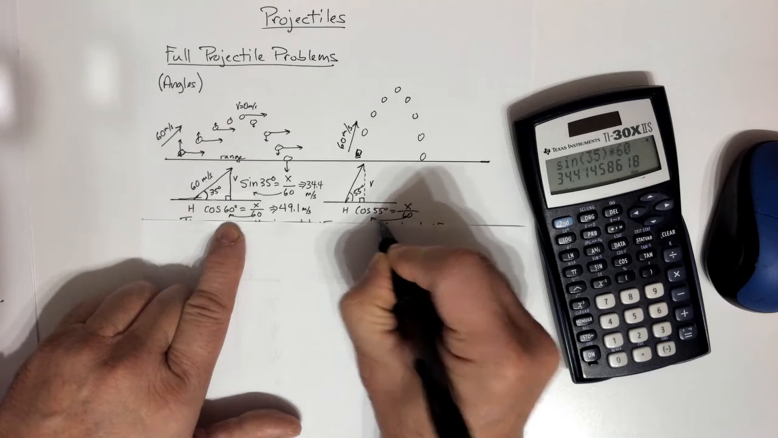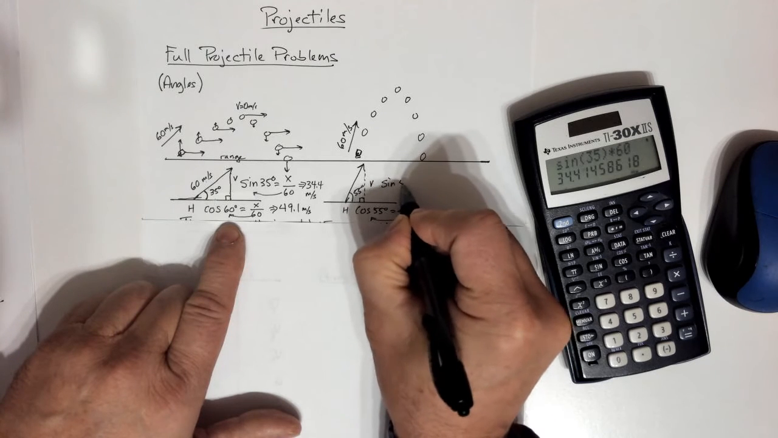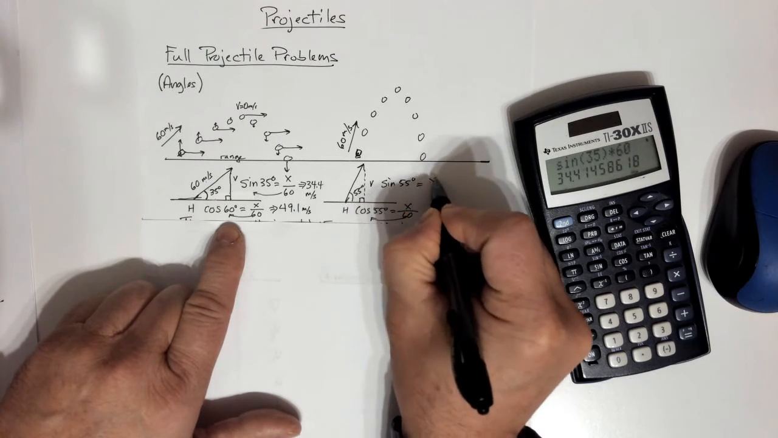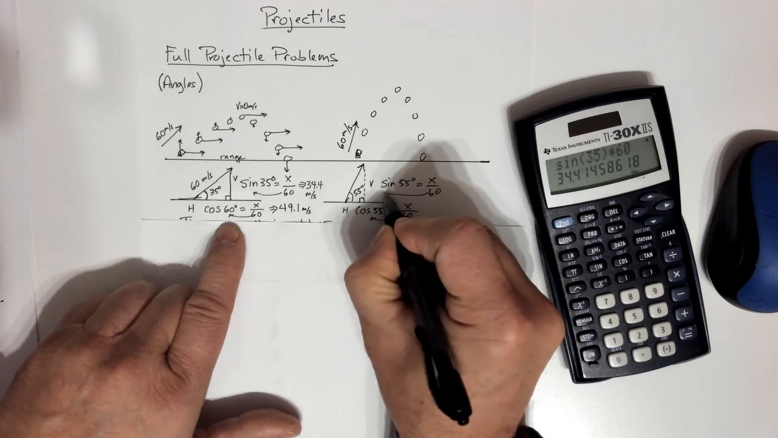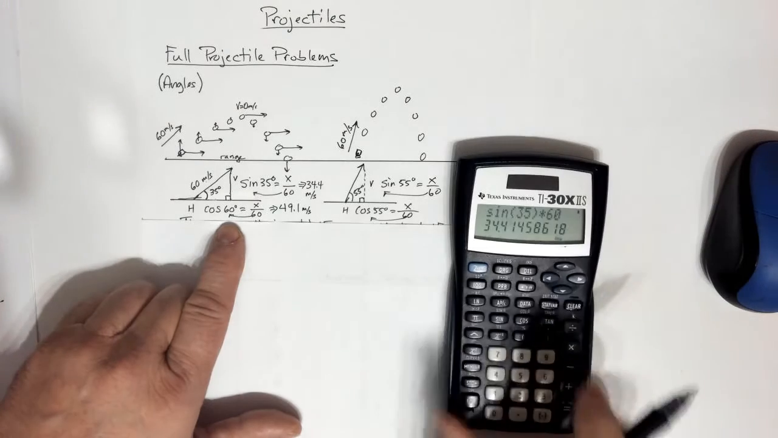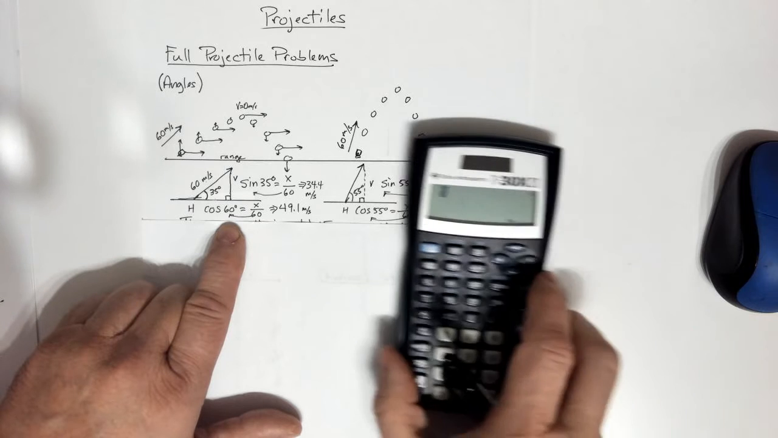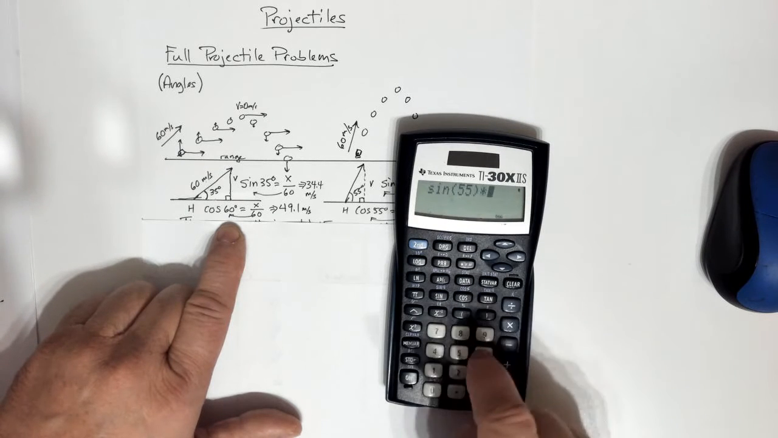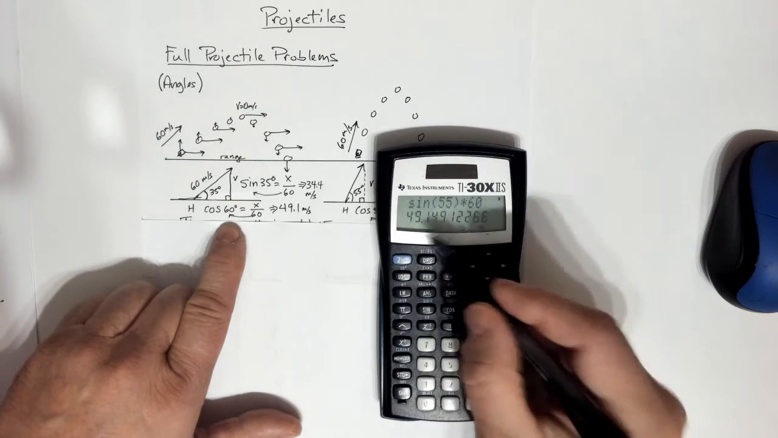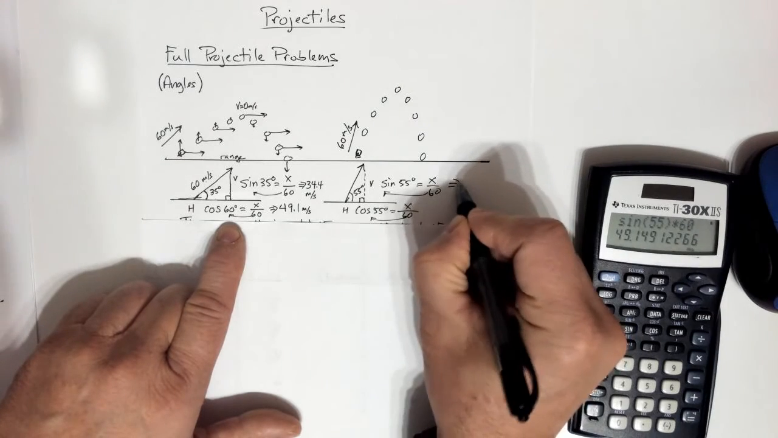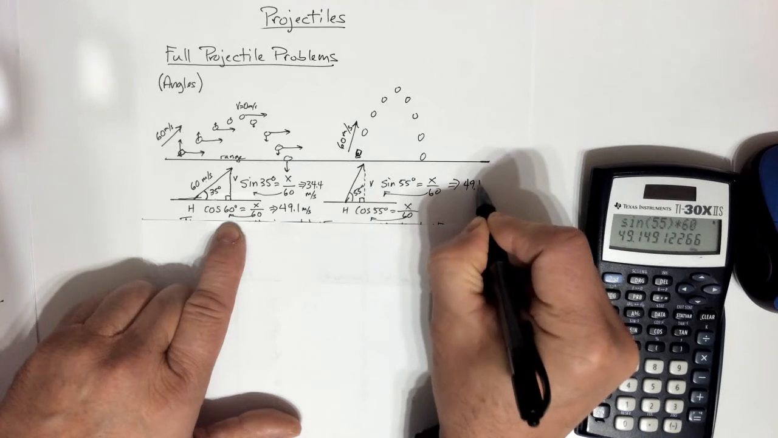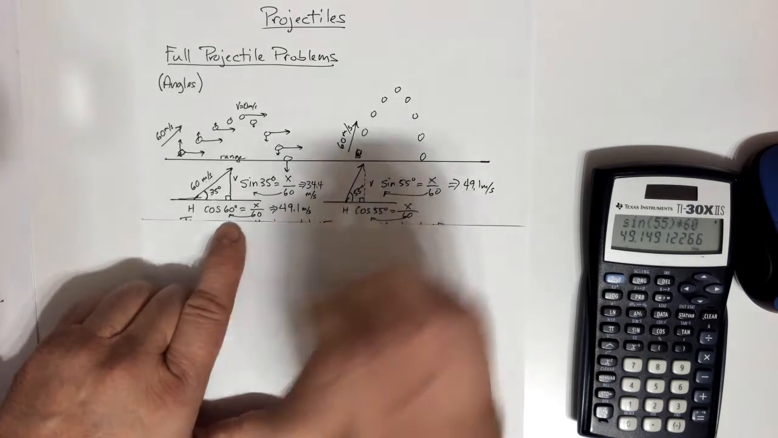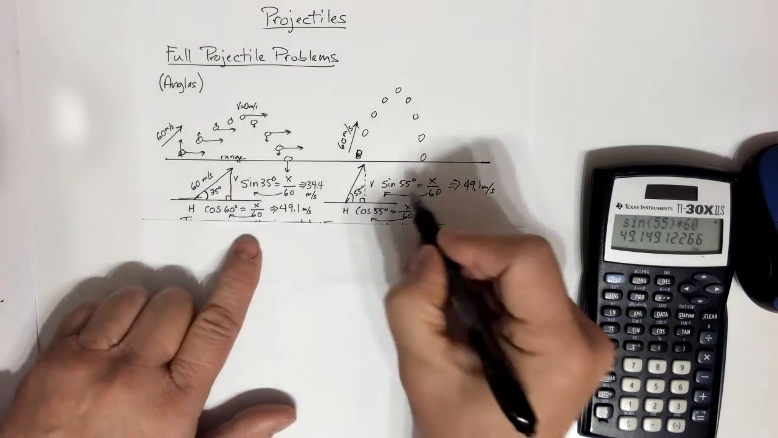Bring my 60 out front. And the sine of 55 degrees equals x over 60, and I bring my 60 out front. So all I have to do is change this, but what I find out is the sine of 55 times 60 equals 49.1. So these two triangles swap their horizontal and vertical components.